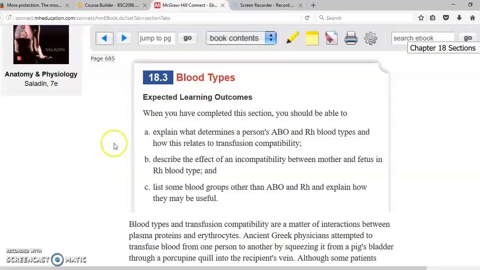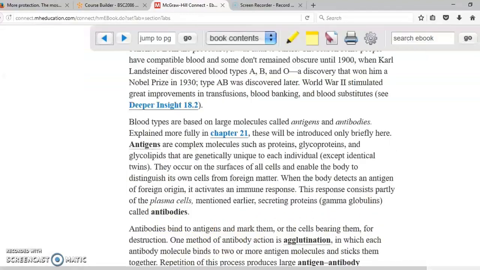Now we're going to start talking about blood types. Now, if you look at the first concept that it says in here, this is a compatibility issue between plasma proteins and erythrocytes. So when we talk about plasma proteins, we are talking about the antibodies, right here, antibodies. And when we talk about the red blood cells, you're talking about the antigens. That's why these two items are being highlighted in here.